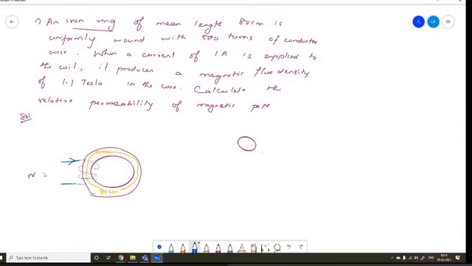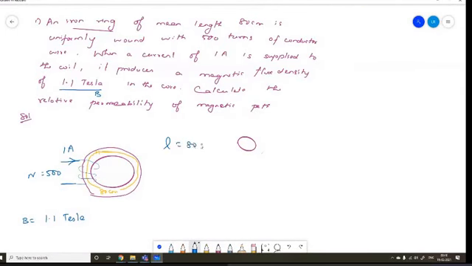So the number of turns is given to be 500. And the current applied is 1 ampere, which produces a magnetic flux density of 1.1 Tesla. So B is given to be 1.1 Tesla. So this is the given information.